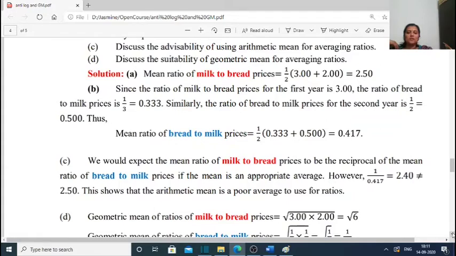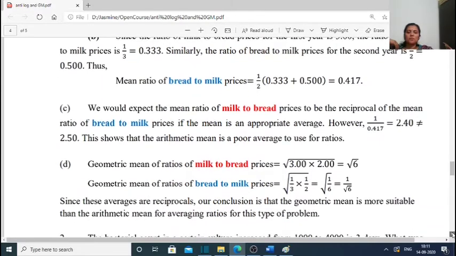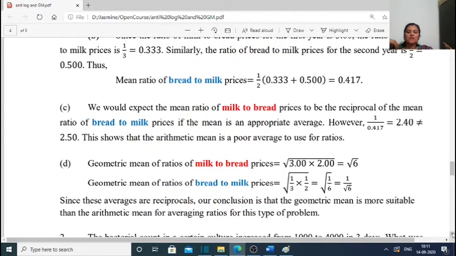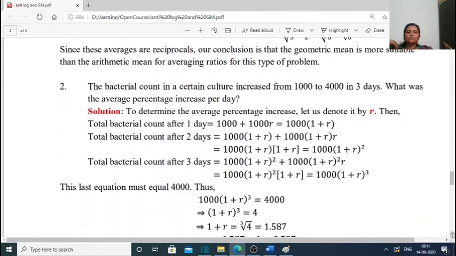Now geometric mean. Geometric mean is square root of 3 into 2, which is equal to square root of 6. Now the geometric ratio of bread to milk price, 1/3 into 1/2, which is equal to square root of 1/6, which is equal to 1/√6. Since these averages are reciprocals, our conclusion is the geometric mean is more suitable than arithmetic mean for averaging ratios for this type of problem.